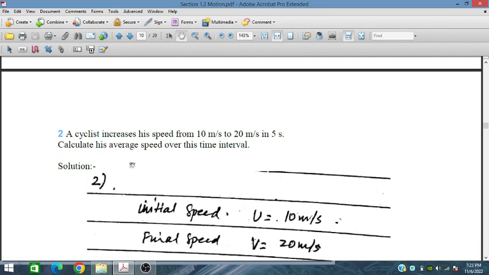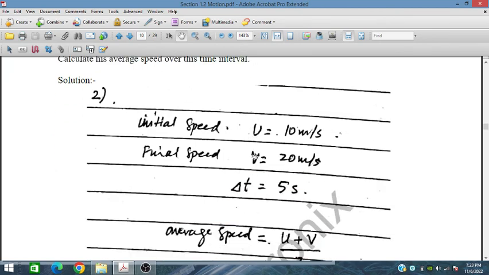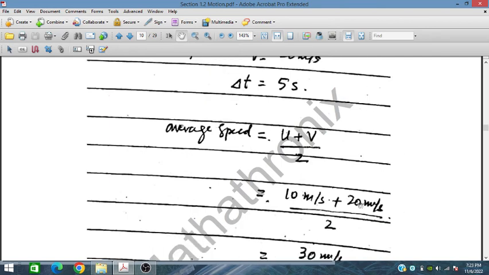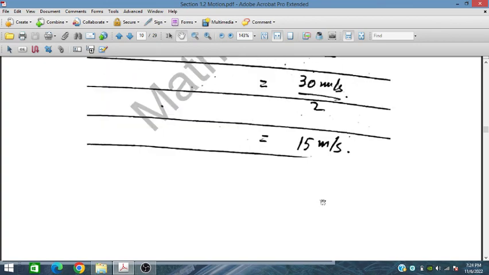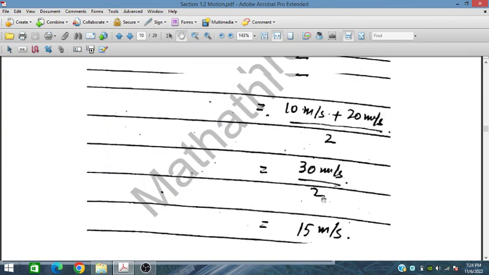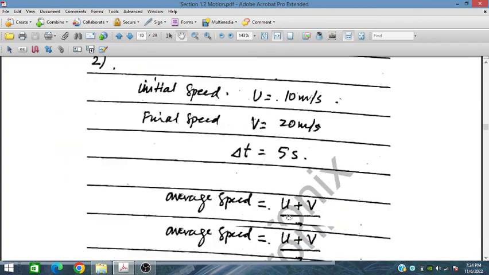A cyclist increases his speed from 10 meters per second to 20 meters per second in 5 seconds. So the duration of time is 5 seconds, and he has changed his speed from 10 meters per second to 20 meters per second. Calculate his average speed over this interval. So we have to add these and divide by 2 to get the average speed. So average speed is 10 plus 20 divided by 2, which is 30 divided by 2, that is 15 meters per second. So this is the average speed he travels.